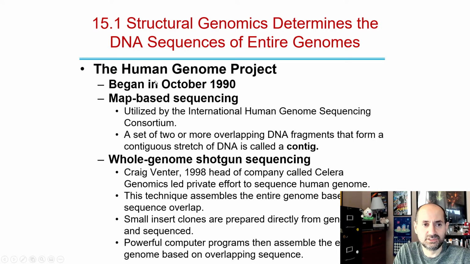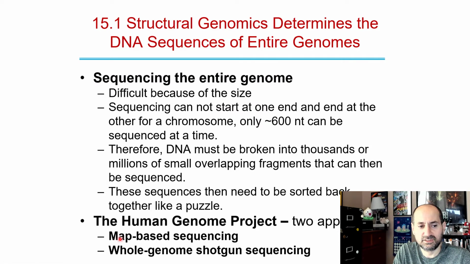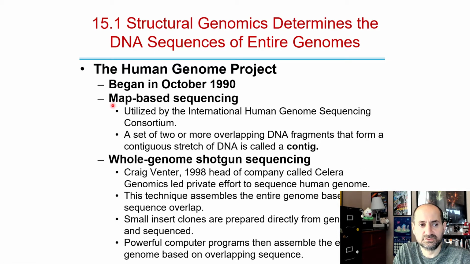So again, the Human Genome Project began in October 1990 with a map-based sequencing approach. I'll explain the difference between a map-based sequencing approach versus a whole genome shotgun approach. The first attempt was a map-based sequencing approach utilized by the International Human Genome Sequencing Consortium. Here you would take two or more overlapping DNA fragments that form a contiguous stretch of DNA, or a contig, and you would map based on these contigs.